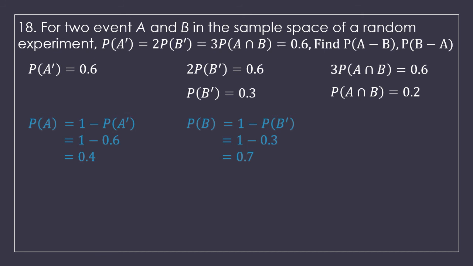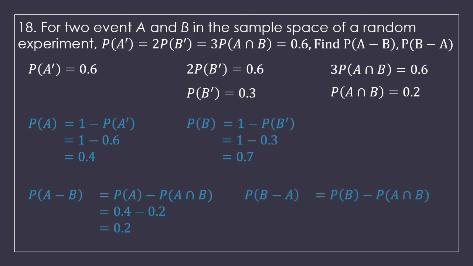Now using these values, I can calculate my difference events. The formula for A minus B is P(A) minus P(A intersection B). So that would be 0.4 minus 0.2, that is 0.2. Similarly, B minus A is P(B) minus P(A intersection B). So that would be 0.7 minus 0.2, that would be 0.5.